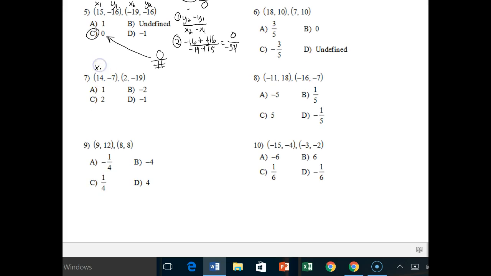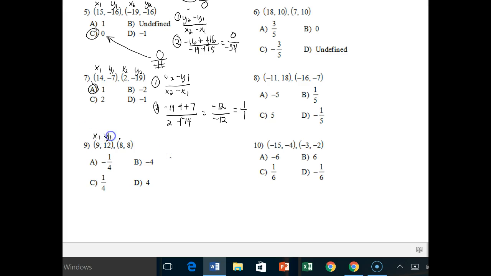Number 7. x1, y1, x2, y2. So y2 minus y1 over x2 minus x1. Step 2, negative 19 minus negative 7 over 2 minus 14, plus positive plus negative. This gives me, sorry, that looks really messed up there, my bad. Negative 19 plus 7 gives me negative 12 over 2 plus negative 14 gives me negative 12. Remember, a negative divided by a negative is a positive, so really this gives me 1 over 1, which is just 1. So A is your answer.